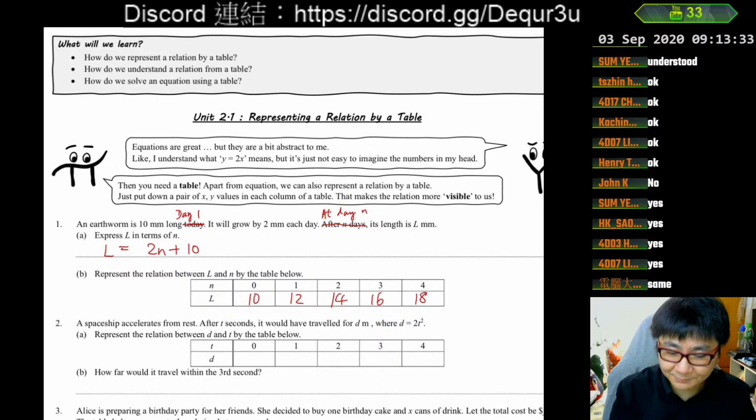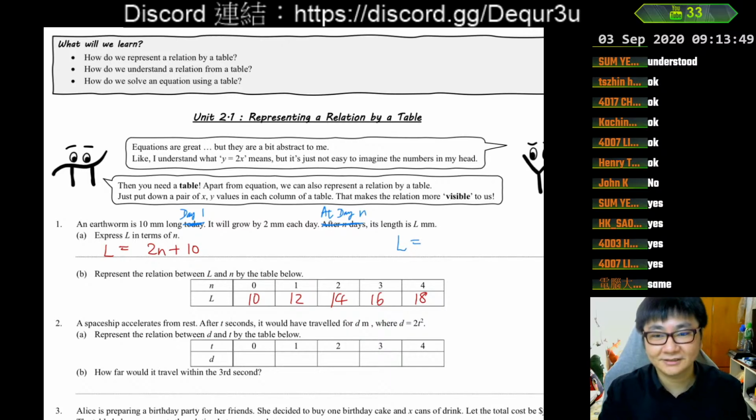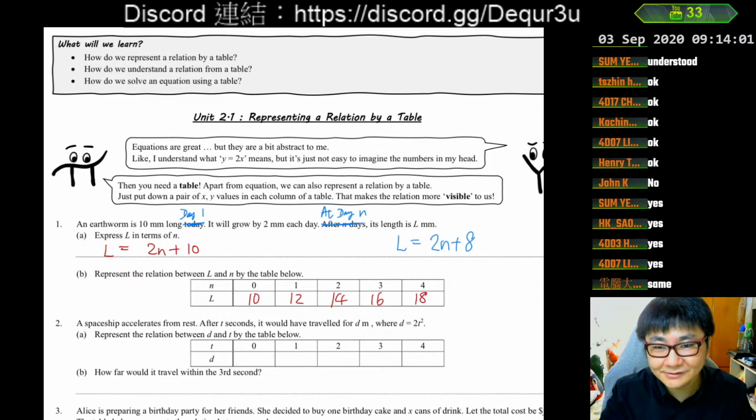Maybe I change to blue, a different color, so it may be shown easier. I don't say it's today, I call it day 1, while I say this is at day n. Then in fact this relation will be quite different. Because it will instead become 2n plus 8. Do you agree?